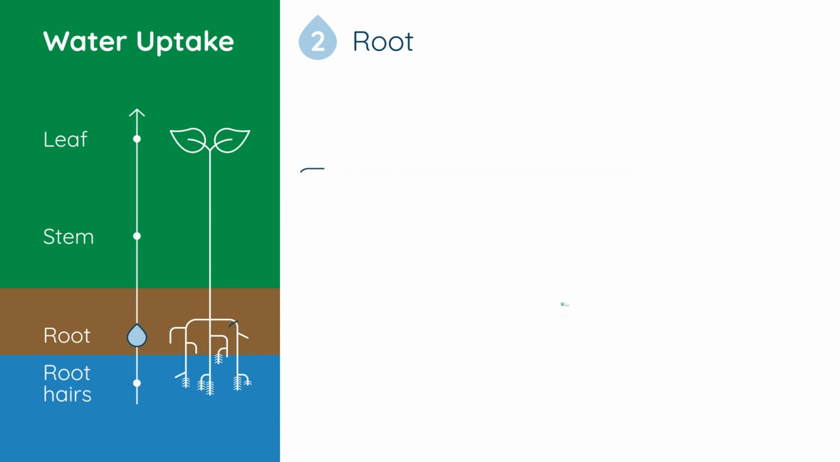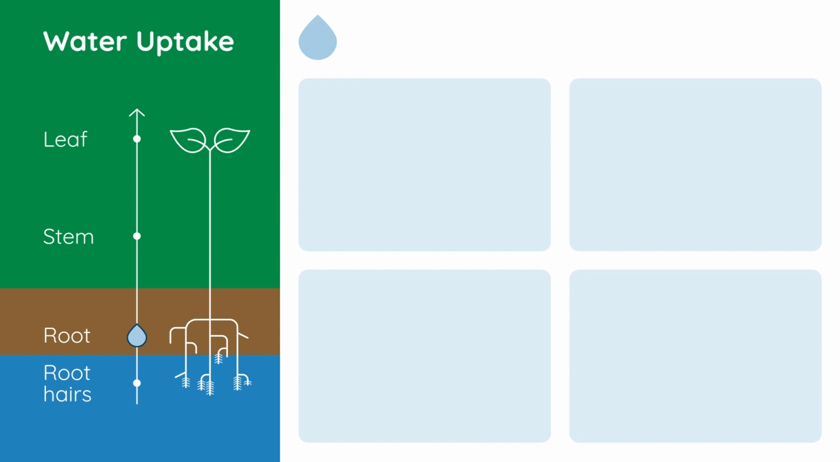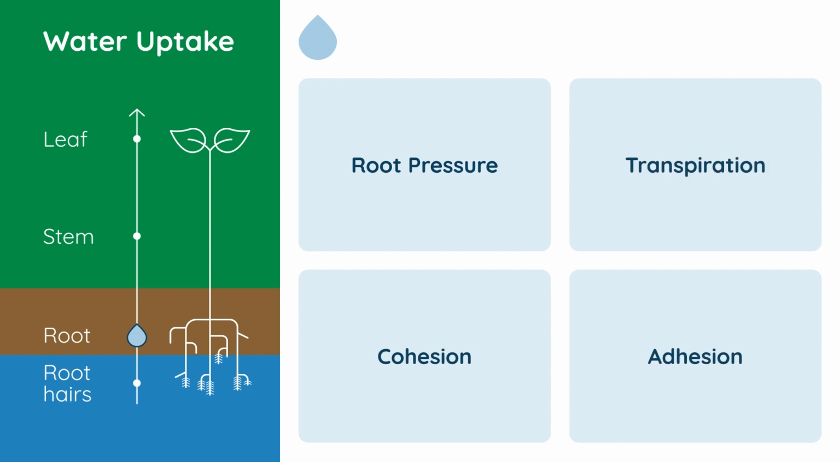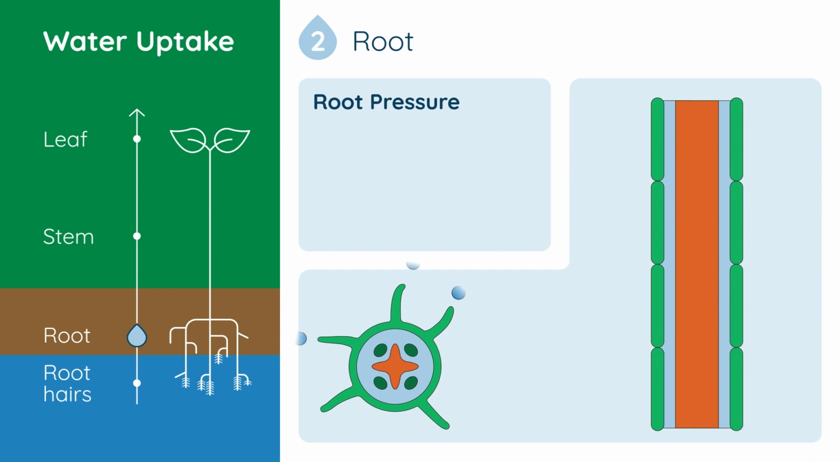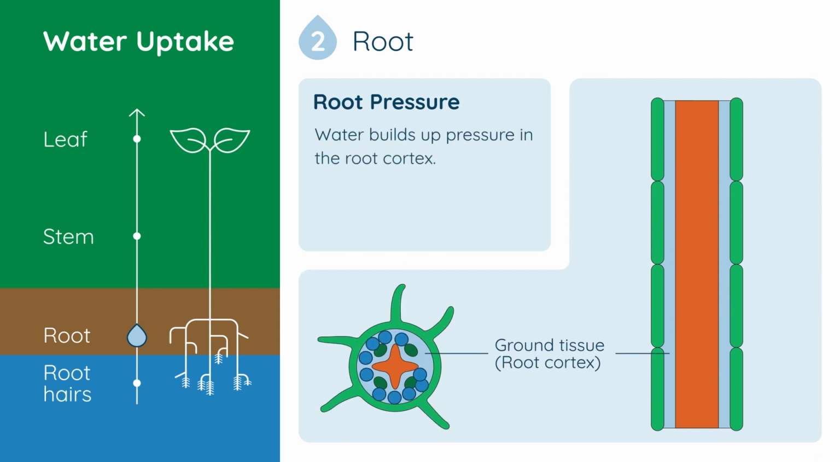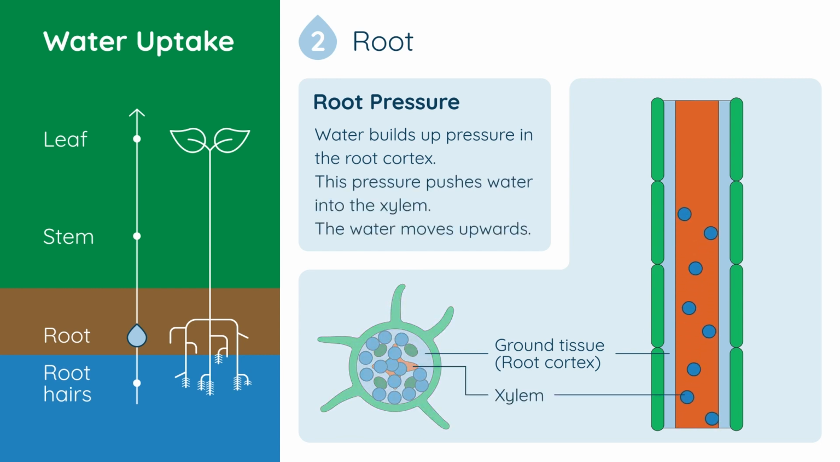So once the water is in the root, how does it move from the root up towards the leaves? There are 4 mechanisms that combine to cause the upward movement of water through the stem in the xylem, and they are root pressure, cohesion, adhesion, and transpiration. In root pressure, as water moves into the root by osmosis, it builds up a pressure in the root cortex that pushes water into the xylem, and from there, the water begins to move upwards.